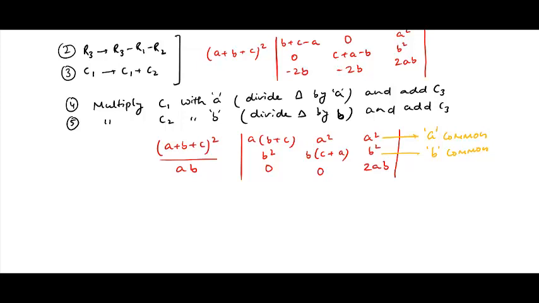So now, after this, you'll get (A+B+C) whole square times the determinant with rows B+C, A, B; C, A+C, B, 0; 0, 2AB. And then you can expand this along the third row to get the result.